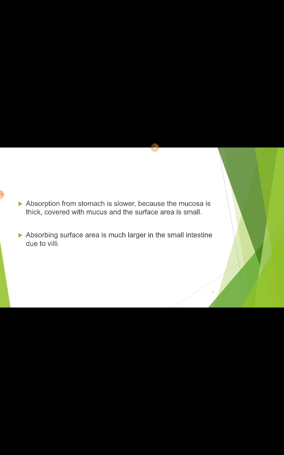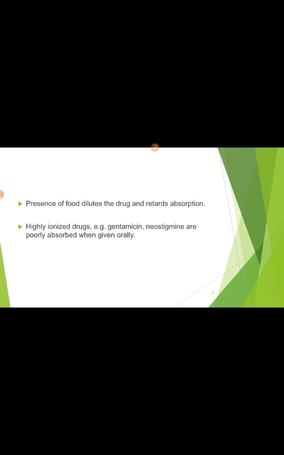Absorption from the stomach is sometimes slower because the mucosa is thick as compared to the other parts of the intestine. The mucosa of the stomach is thicker and covered with mucus, and the surface area is very, very small again as compared to the small intestine. The second point, which we have already discussed, is that the surface area of the small intestine is much larger due to the presence of villi.